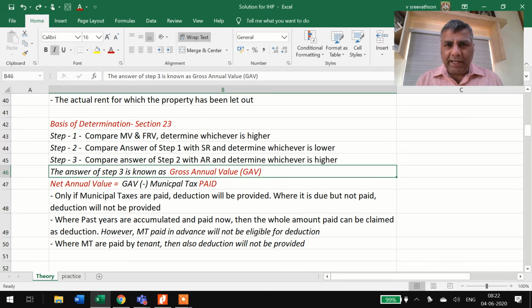Take your practical notebook, in a fresh page, write the chapter heading, income from house property.